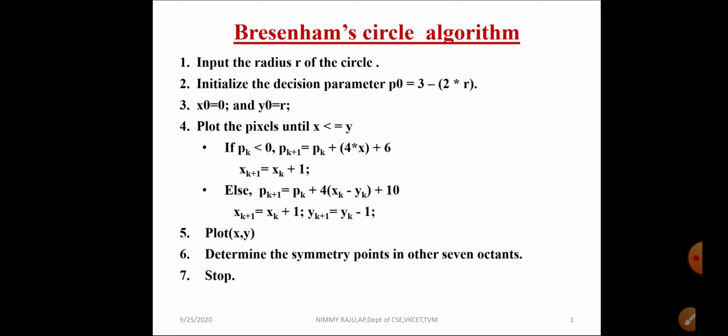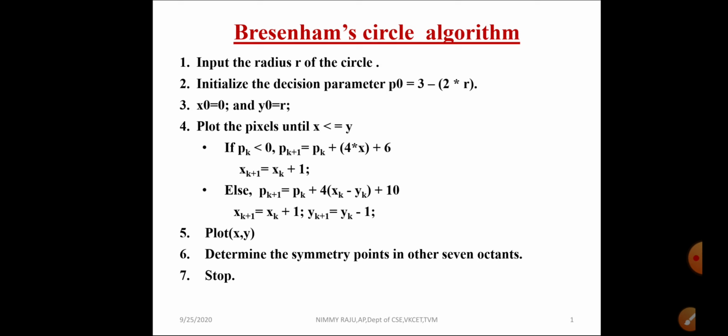Else, if pk is positive, that is greater than 0, the next x point will be xk plus 1, that is, the x value is incremented by 1 and the y value is decremented by 1, that is yk plus 1 equals yk minus 1. And the next decision parameter pk plus 1 equals pk plus 4 into xk minus yk plus 10.